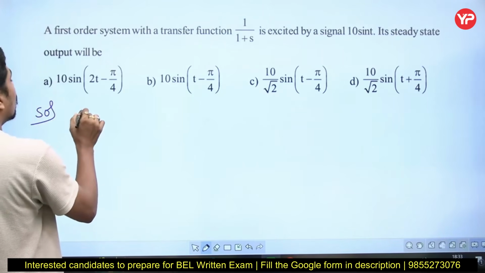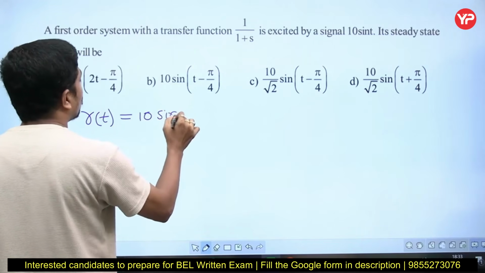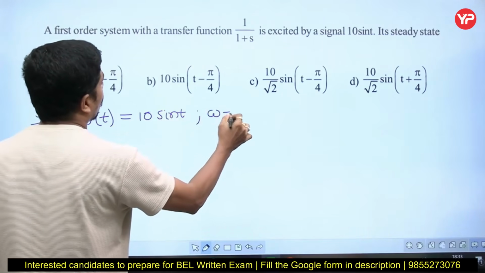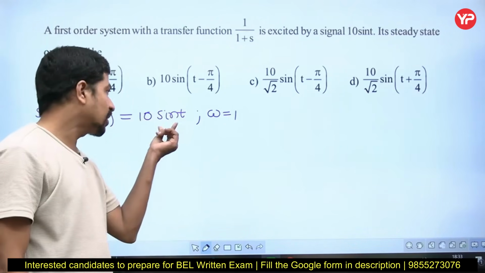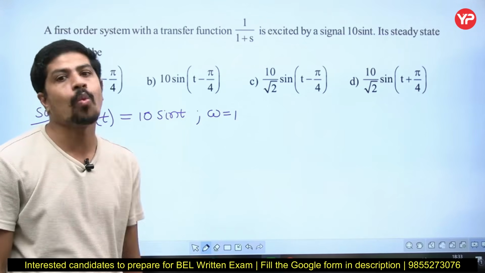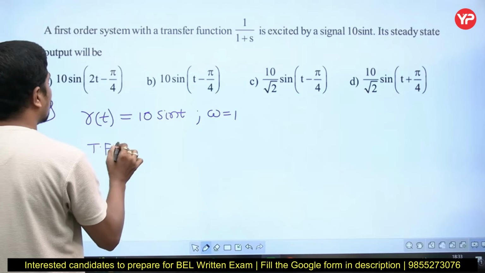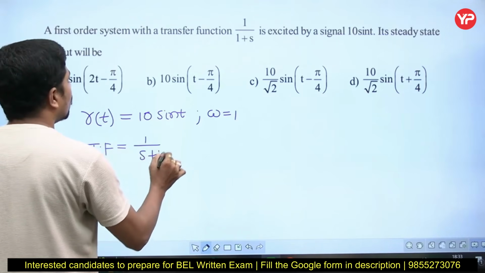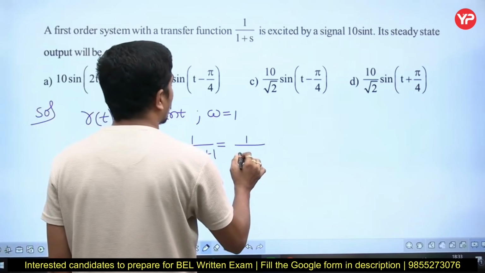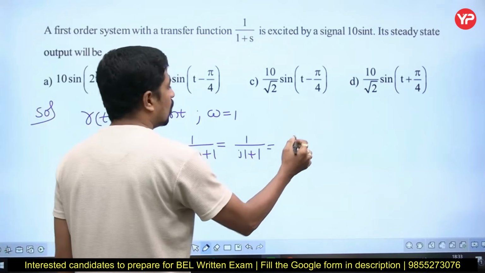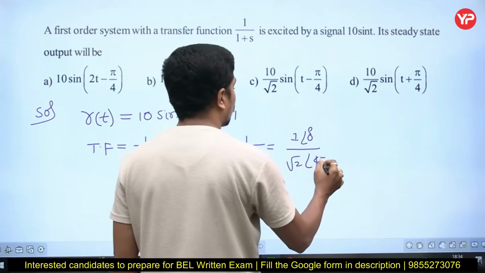The input r of t is equal to 10 sin t. Compare this sin t with sin omega t. In place of omega, how much is there? 1. Then the transfer function is 1 by s plus 1. In frequency response, we replace s with j omega, giving 1 by j omega plus 1. Omega is 1, so 1 by j1 plus 1. The numerator is 1 at an angle 0. The denominator is root 2 at an angle of 45 degrees.